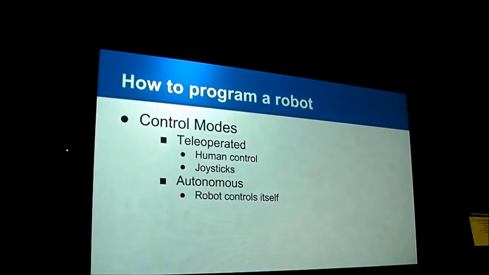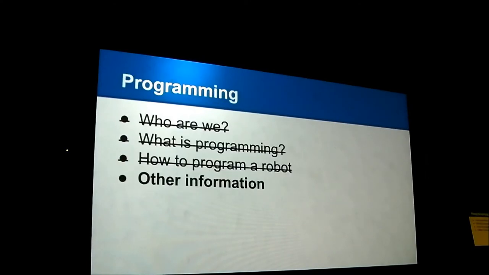Then we have autonomous, in which the robot controls itself. There's no driver control whatsoever. The robot moves on its own. It has sensors to track where it's going and to see where it's going and so on.